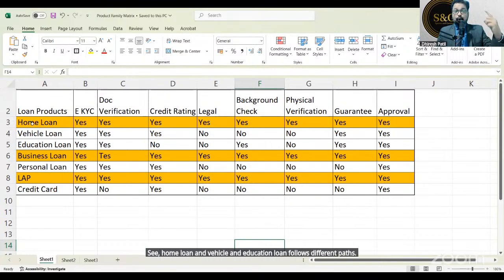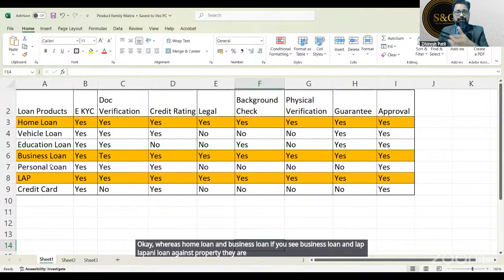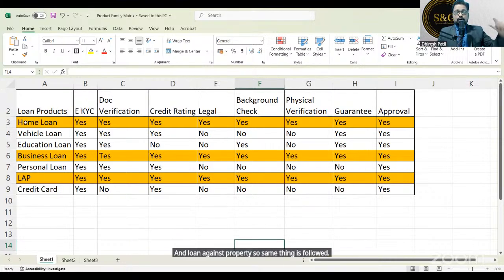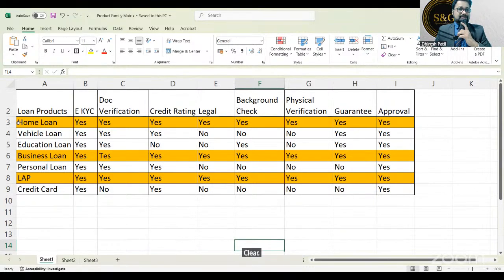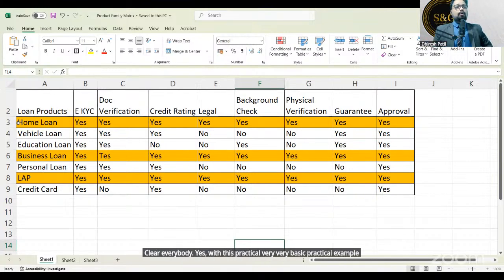Whereas business loan and LAP, meaning loan against property, follow the same process path. You can see business loan: eKYC required, document verification required, credit rating yes, legal required, background check, physical verification, guarantee, approval. And loan against property also follows the same thing. So for home loan, business loan, and loan against property, you can make a common value stream map, and this is called a product family matrix. Clear, everybody? With this very basic practical example, you can also make it out.